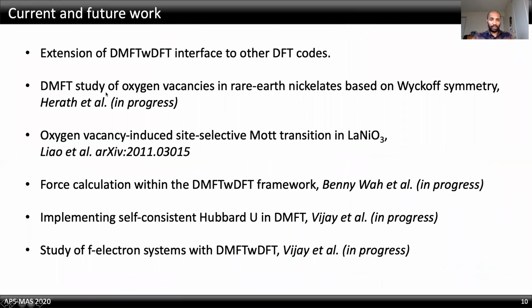So here's some current and future work. We want to extend the interface to other DFT codes, which we're currently working on. And also another study we're doing is to see how oxygen vacancies behave in DMFT studies. And we're also working on force calculations and implementing the self-consistent Hubbard U and DMFT, and also studying f-electron systems with our framework.